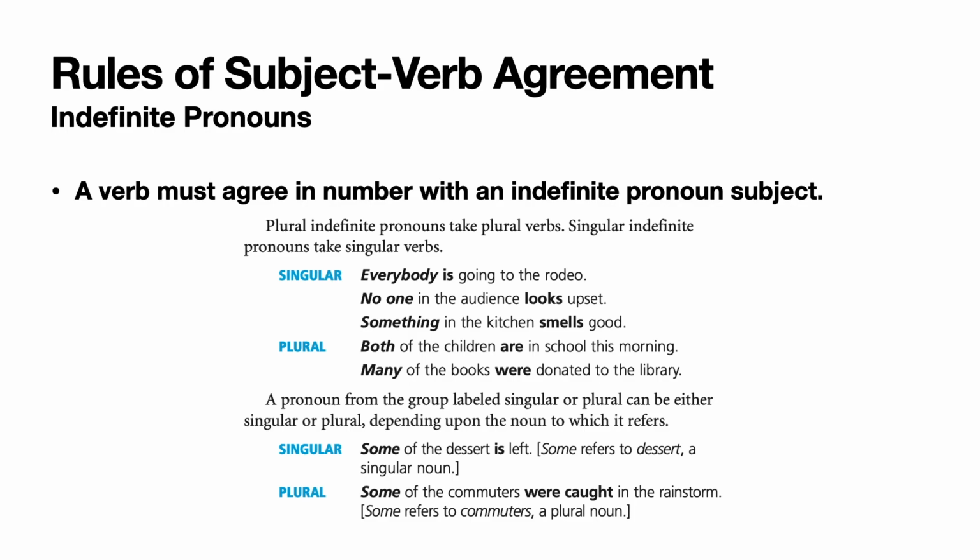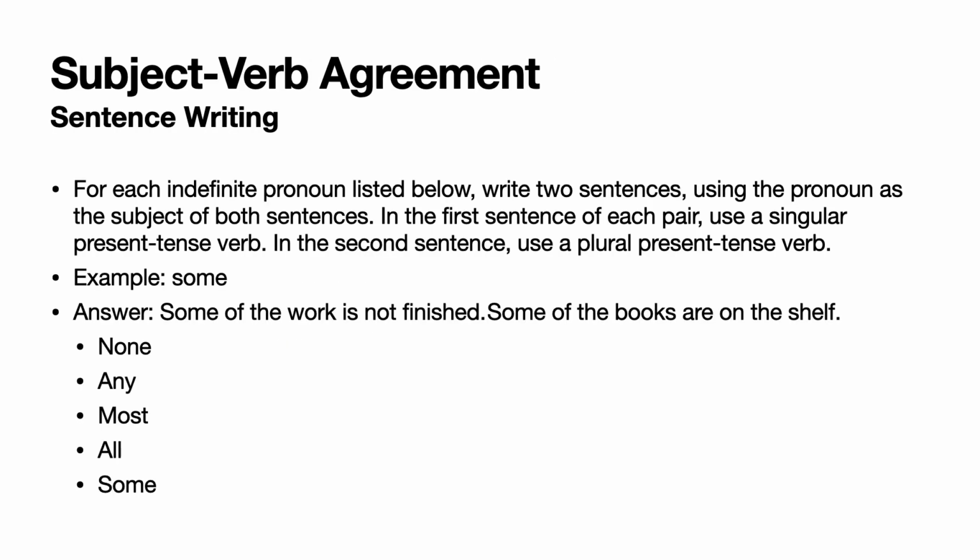For your seat work, you will be writing some sentences. For each indefinite pronoun listed below, you need to write 2 sentences using the pronoun as the subject of both sentences. In the first sentence of each pair, use a singular present tense verb. In the second sentence, use a plural present tense verb.